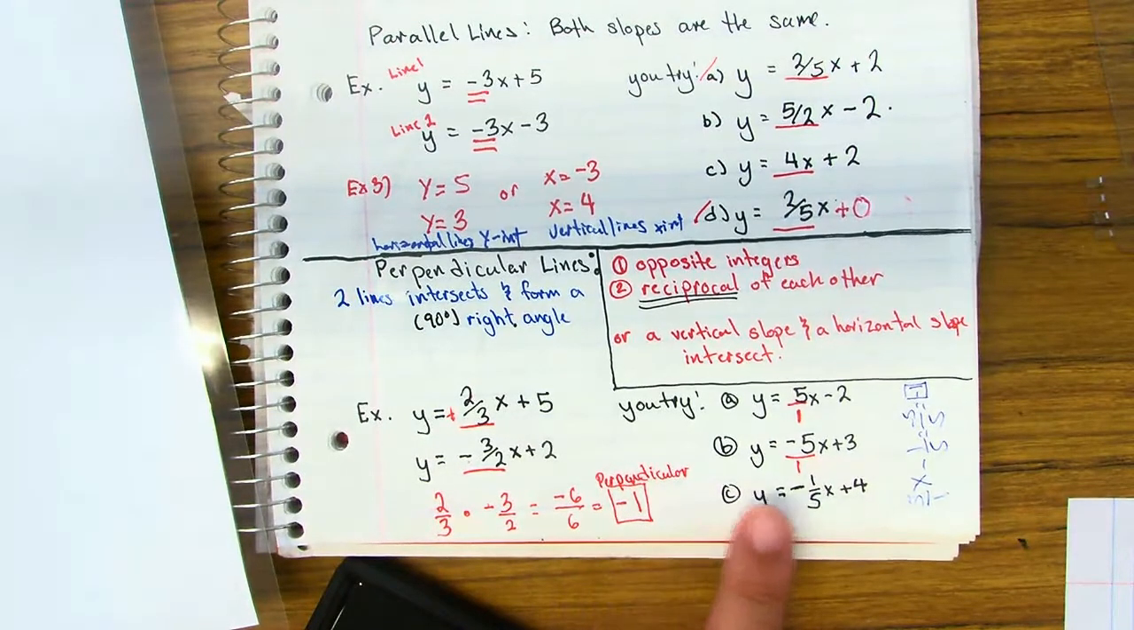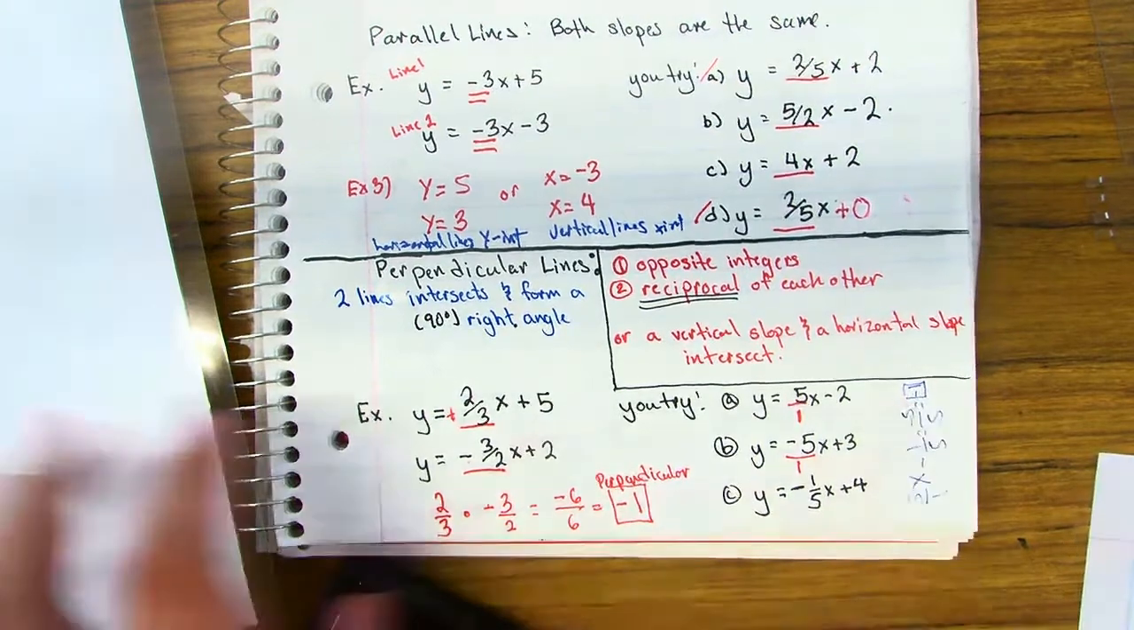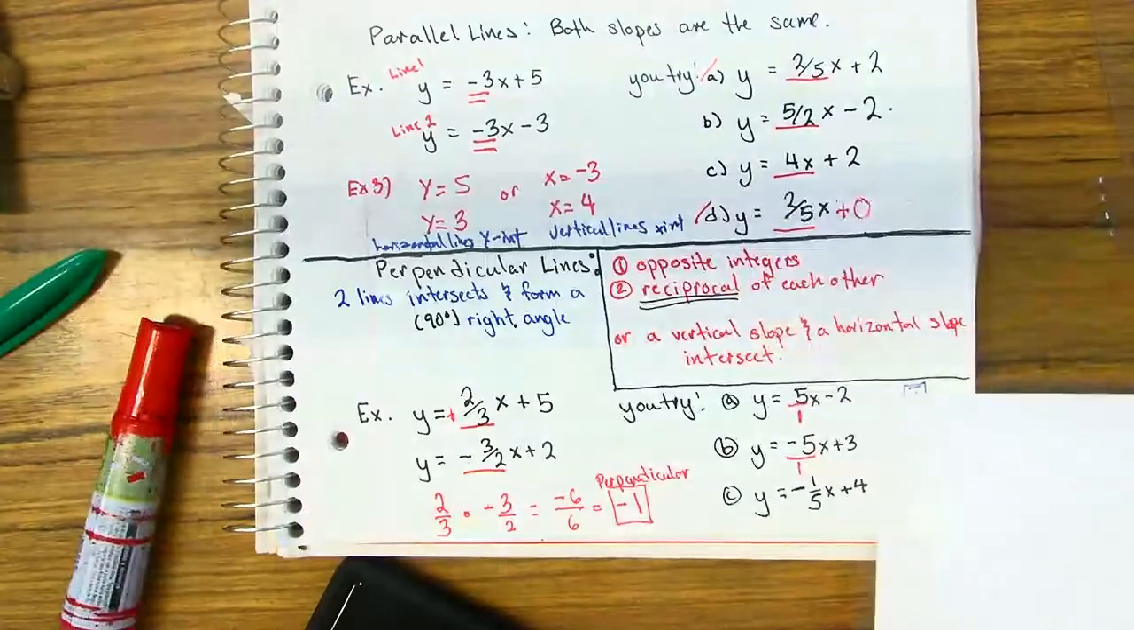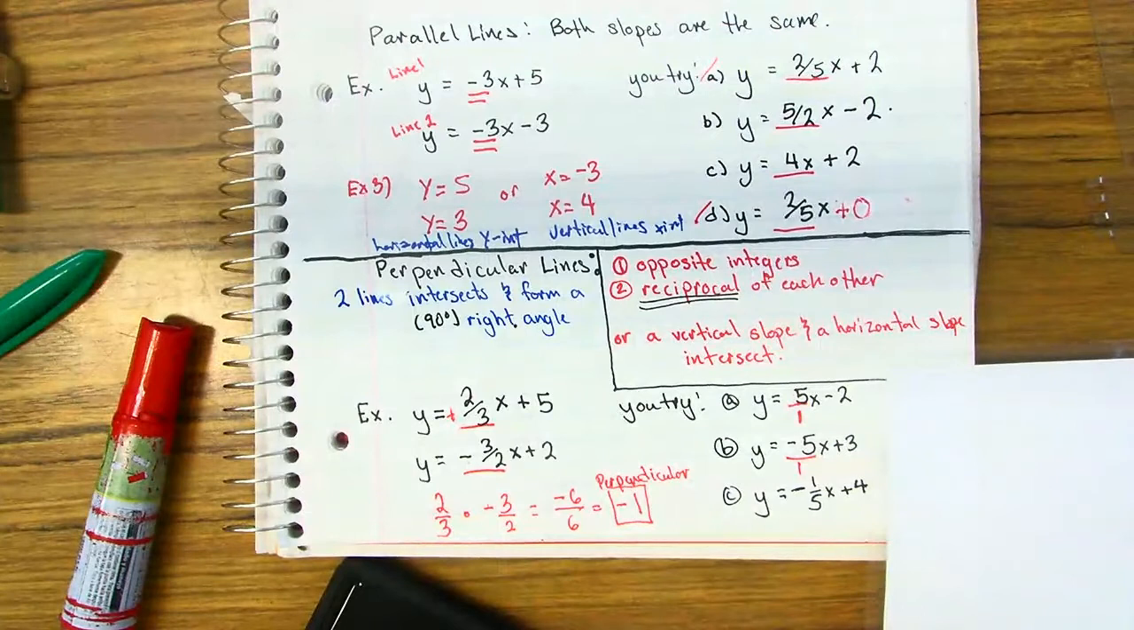Let's see if you can do it on the right side. Okay. I want you to see which pair of slopes is going to be perpendicular to each other. There are three, but there are only going to be two that are perpendicular. Is it A and B, A and C, or is it B and C?